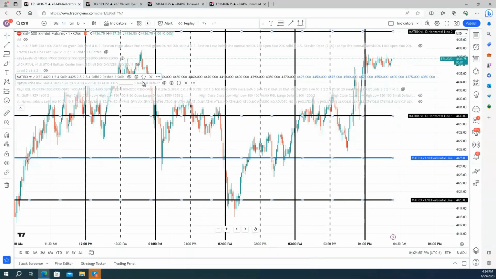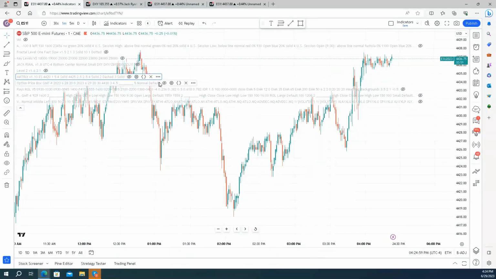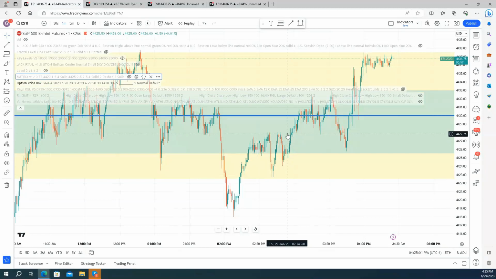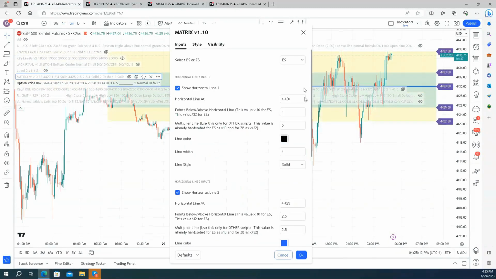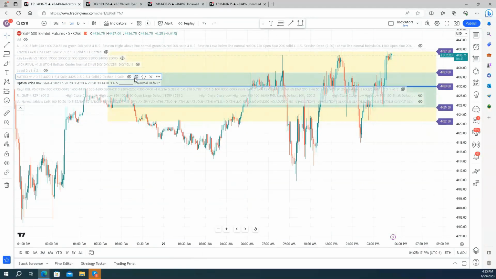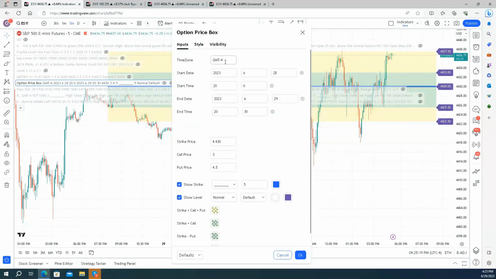So let's see. Then we moved to the option price box. Ray did some classes on that. Instead of doing the calculations every day and putting them on and hiding them and moving them, I built this so that we can just go in, put our, I'm sorry, that's the matrix. Put our levels in, the day, the strike, the call price, the put price, and it will configure the levels for you. So that was a big help to me as well. And I just carry it forward and update it each day.